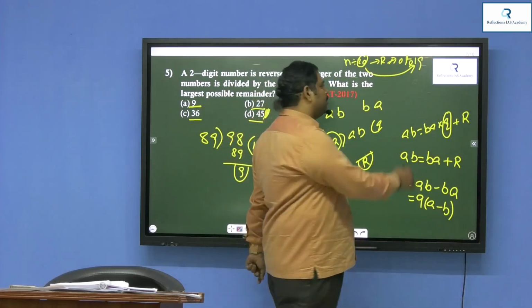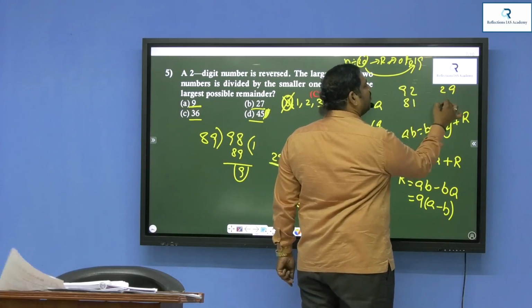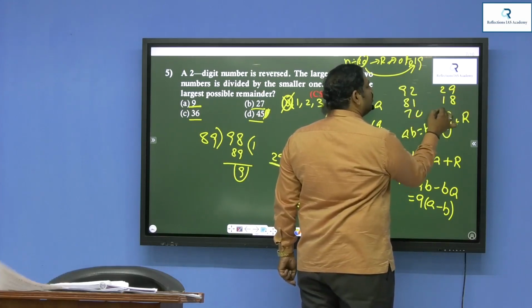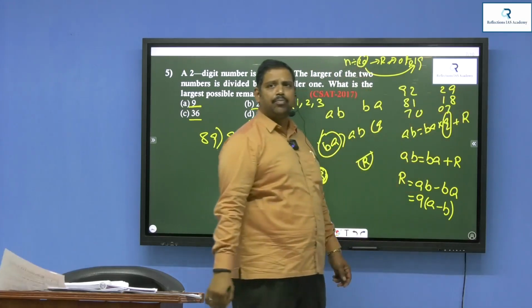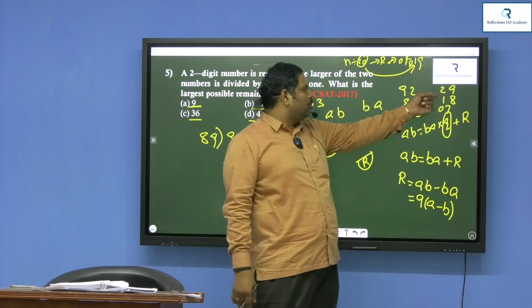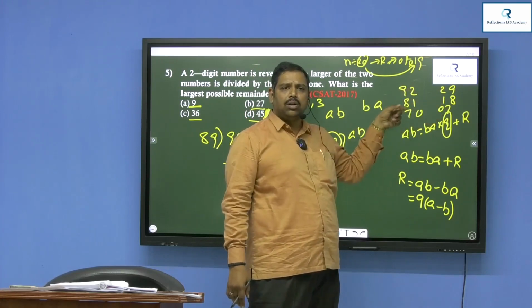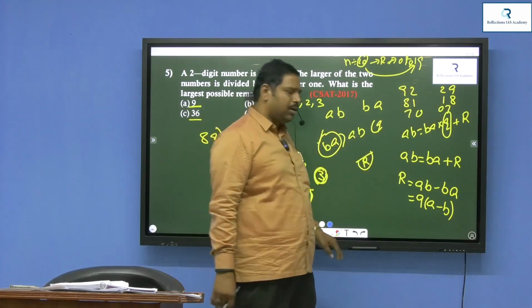Difference 7 means the numbers might be 9 2 and 2 9 as one possibility, 8 1 and 1 8 as another possibility, 7 0 and 0 7 as another possibility. My intention is getting a quotient of only 1, right? Quotient 1 or not? Means these 3 are possible or not possible? Not possible. Leave it.